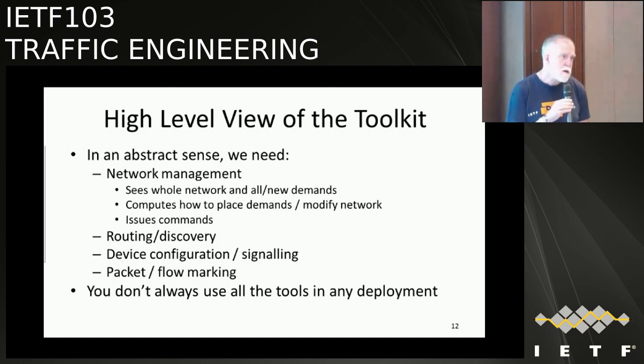We need some mechanism to learn about the network, learn its status and learn its topology. And that's really a discovery process, but for various reasons, we use routing protocols to do that. We need the ability to configure the network devices, and that can be direct configuration or signaling protocols. And then as the packets go through the network, we may need to mark them so that we can tell which packet is meant to go which way through a network.